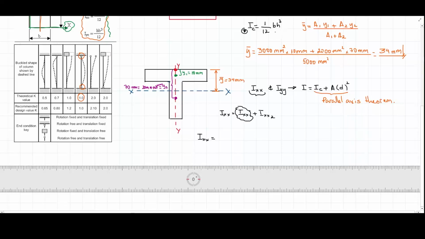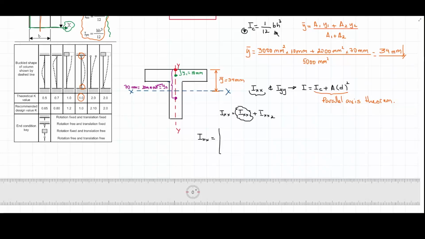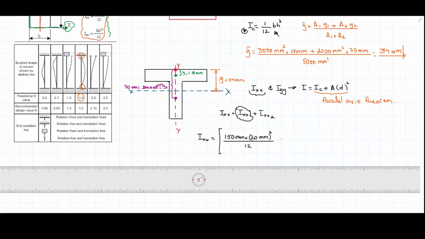It's going to be this one here, and that's going to be added to the difference of position. So for area 1, I'm going to have base times height to the cube divided by 12. The base is 150 millimeters times the height, which is 20 millimeters, to the power of 3, divided by 12, plus the complement here, which is the area of that section, 3,000 square millimeters, times the distance from this point here to the x-axis.